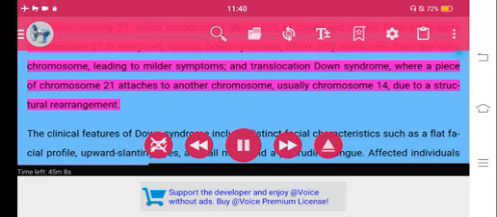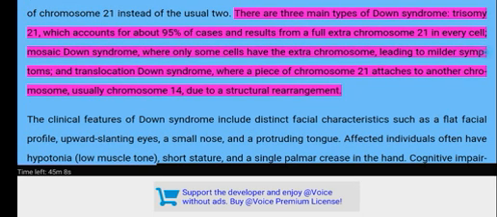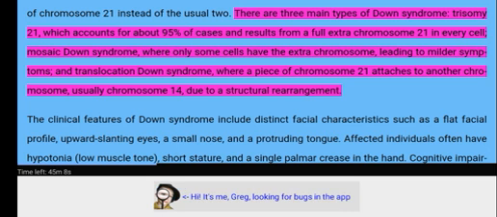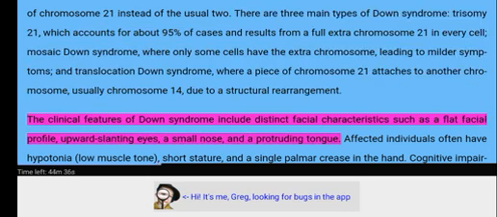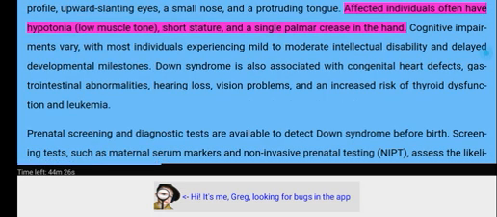There are 3 main types of Down syndrome: trisomy 21, which accounts for about 95% of cases and results from a full extra chromosome 21 in every cell; mosaic Down syndrome, where only some cells have the extra chromosome, leading to milder symptoms; and translocation Down syndrome, where a piece of chromosome 21 attaches to another chromosome, usually chromosome 14, due to a structural rearrangement. The clinical features include a flat facial profile, upward slanting eyes, a small nose, and a protruding tongue. Affected individuals often have hypotonia, low muscle tone, short stature, and a single palmar crease in the hand.